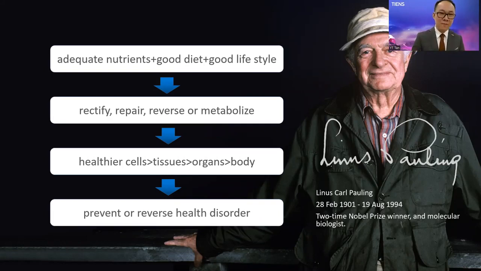But you need to give it time, because the complete change of our body cells may take 120 to 180 days. If you want to change all the cells to become a fresh body, you need to consume and practice adequate nutrients plus good diet plus good lifestyle non-stop for 120 to 180 days. Okay, so this is the code. If you can break the code, you can follow this.